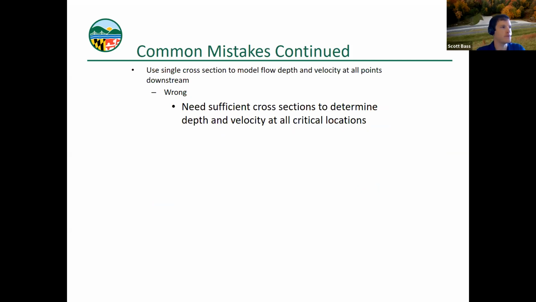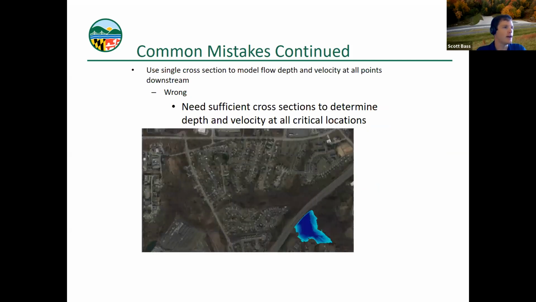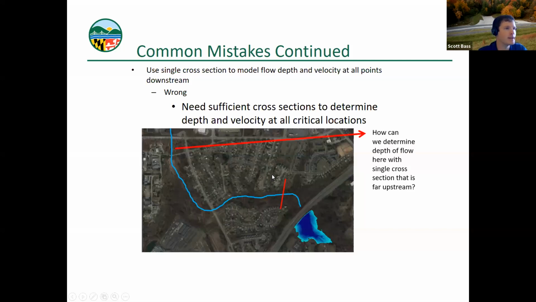And before I finish, just a few common mistakes. Here's a dam, and something we commonly see is a single cross section to analyze the hazard of this dam breaking to all the downstream houses and roadways. As can be expected, how can we analyze depth and velocity of flow downstream at these roads and houses if we have a single cross section at this upstream location? And the answer is you can't.